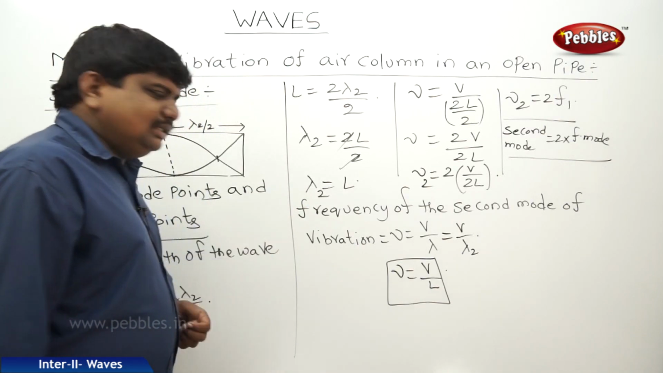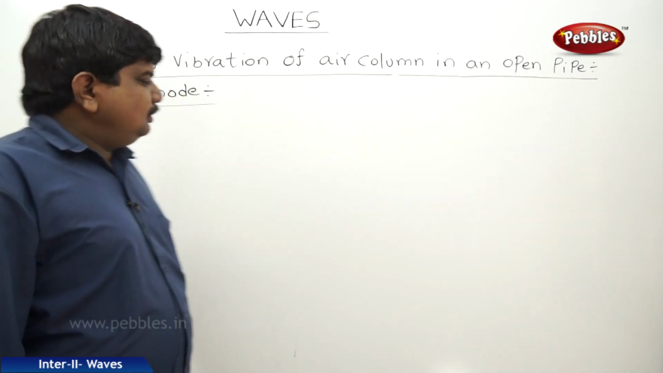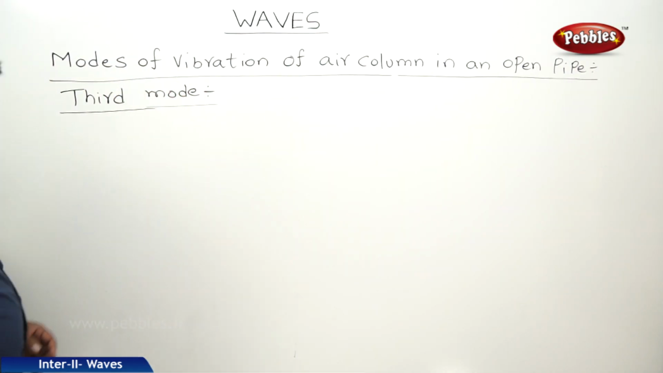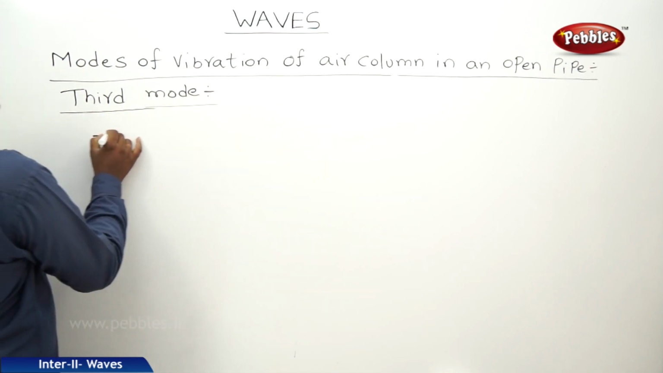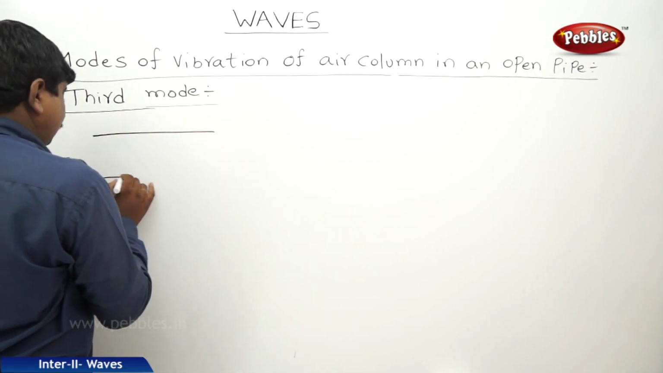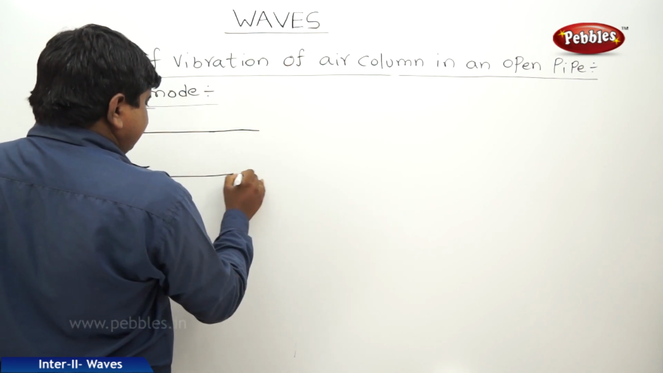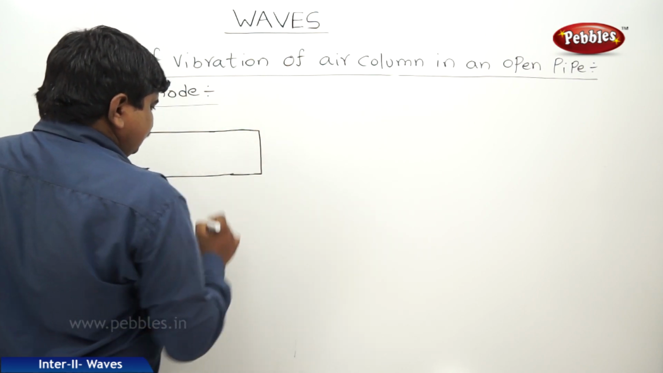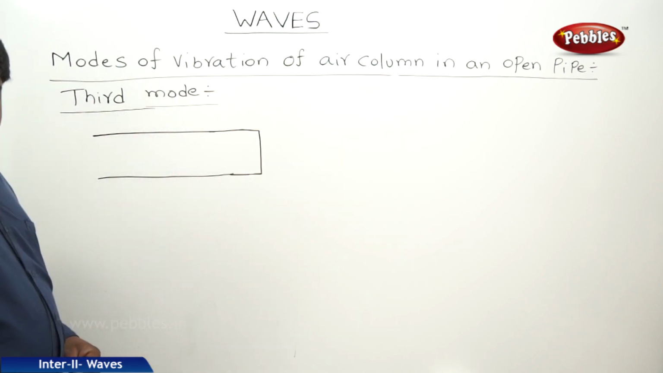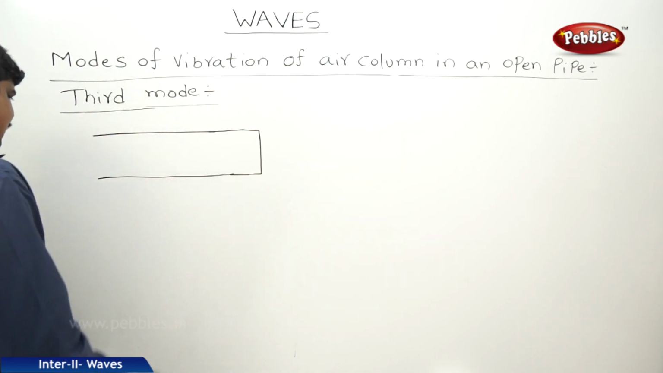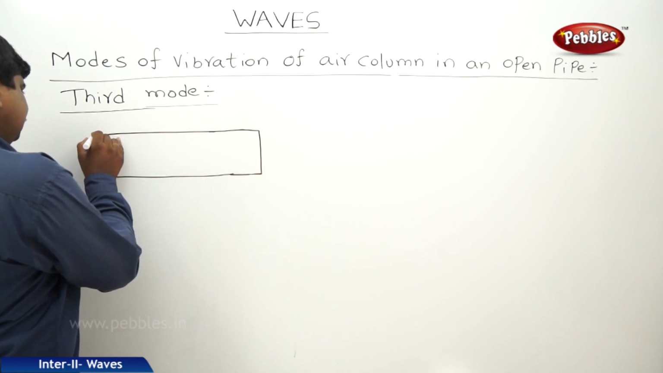Next we will see the third mode. So next we are checking the third mode. In the third mode, same, one end is open and the second end is closed. So this type of pipe was taken, and air was blown into it. So in this case the air will take a form like this.